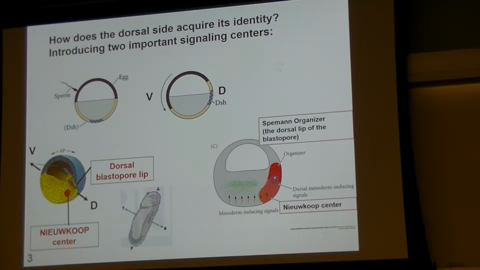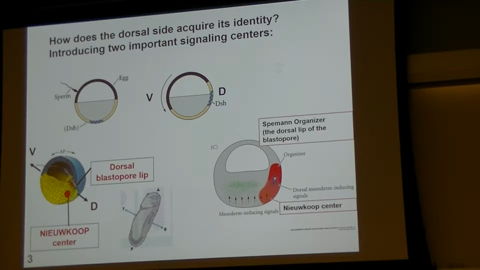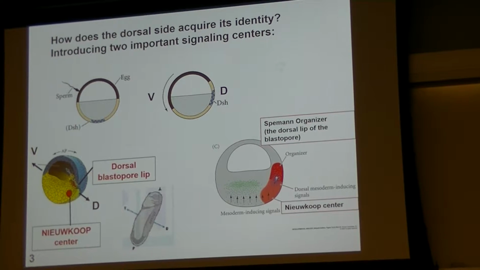So this is the first site where cells are on the outside of the embryo and they're beginning to move inward into the blastocoel cavity. So that site in itself has a number of very particular specialized molecules that are providing information to the embryo and are going to start helping say this will be the anterior side, this will be the posterior side.